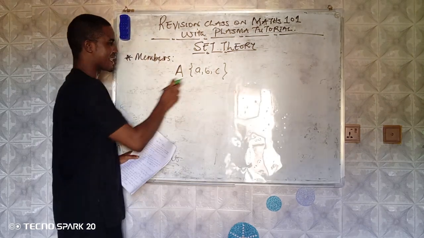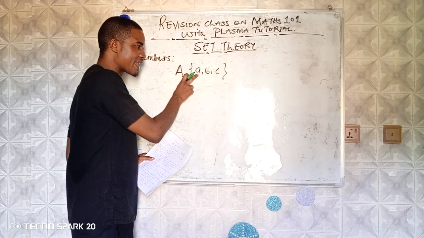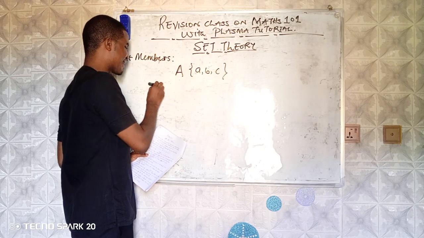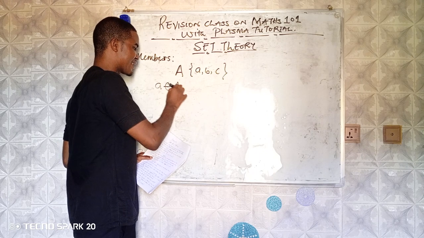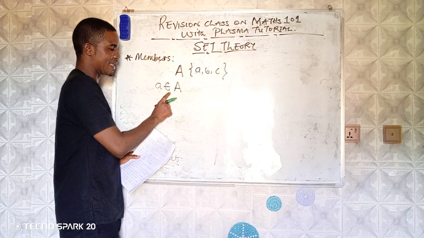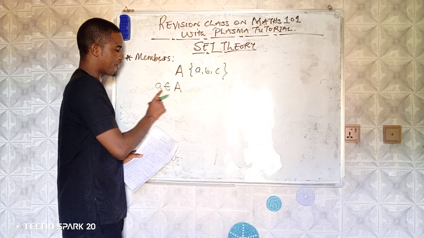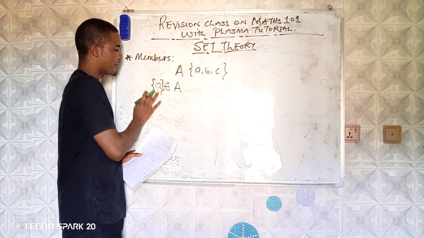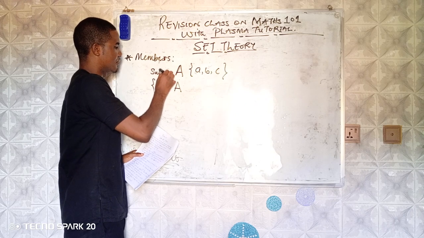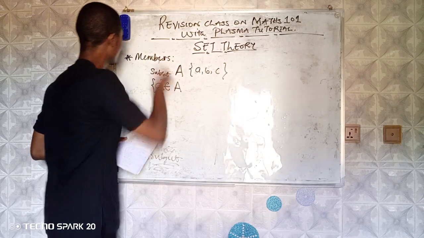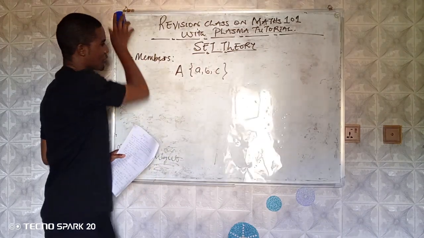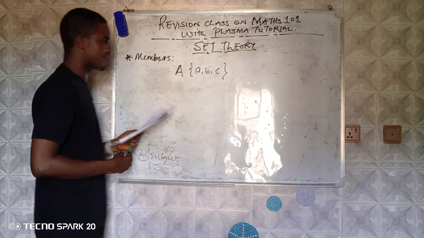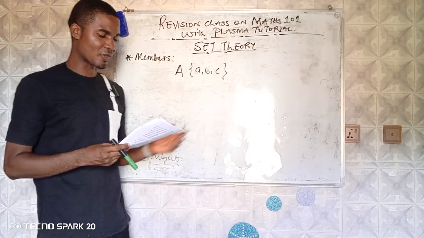Note, if I want to say that a is a member of set A, I can say it's an element of set A. So a is an element, or a member, of set A. When I'm referring to a as a member, I don't need to put a in a curly bracket. But whenever I put a in a curly bracket, I'm referring to subsets. Please don't confuse the two. When I say a is a member, the members we are talking about here are the small letters: the a, the b, the c. I believe that is enough about members of a set.